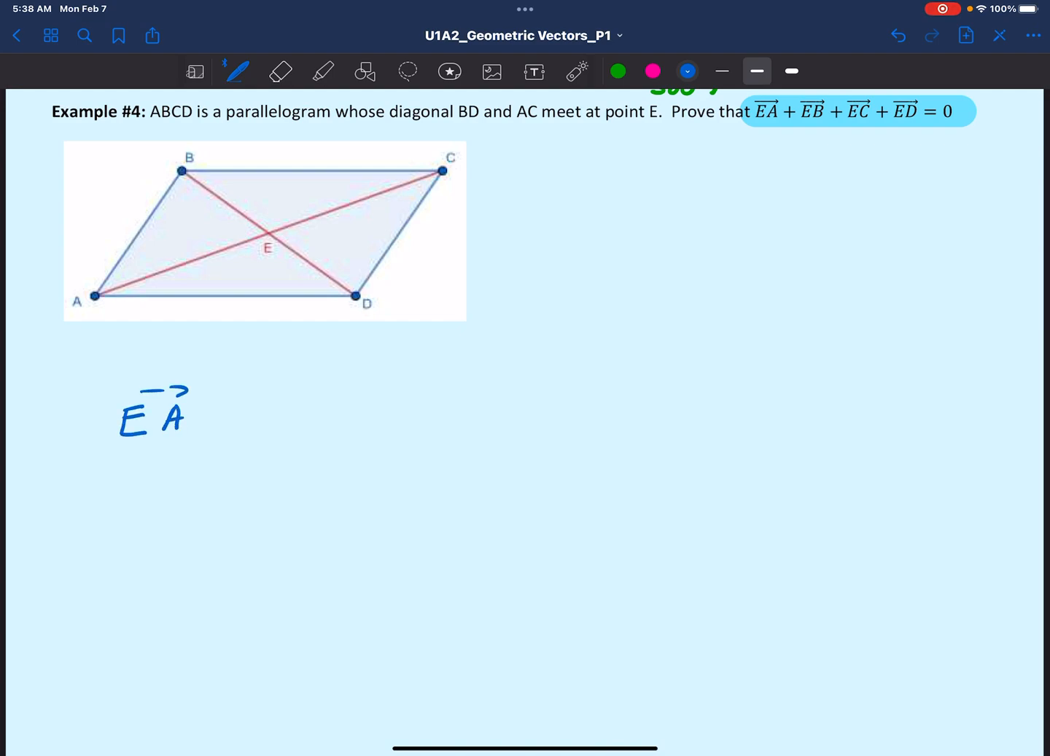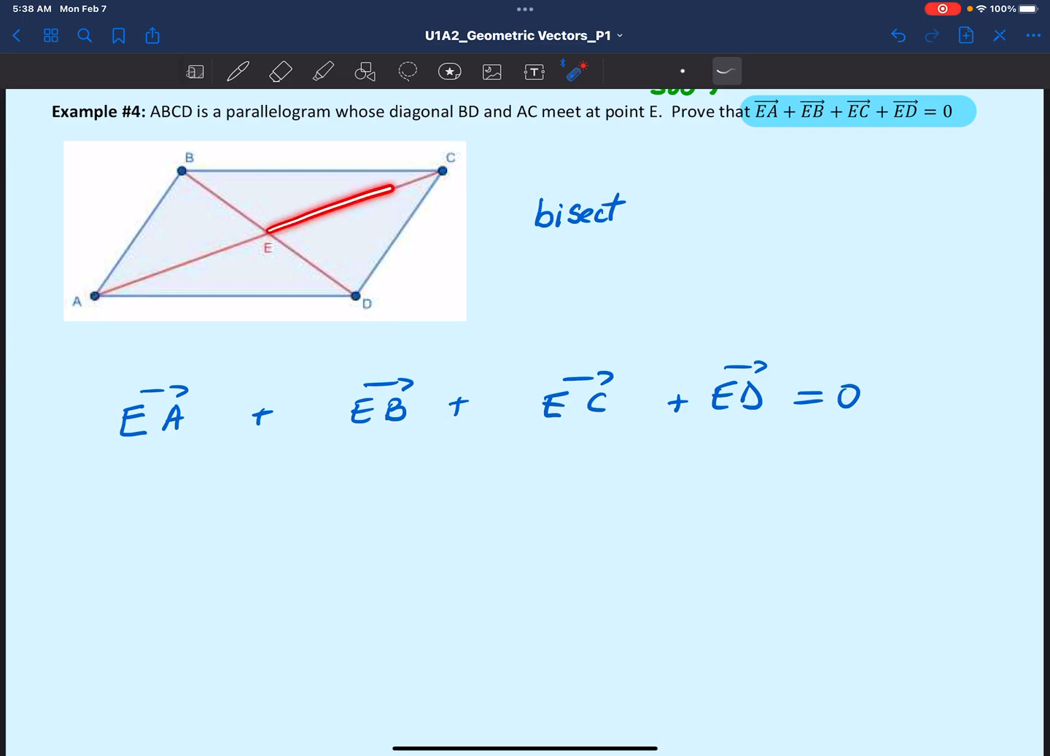So this is EA plus EB plus EC plus ED equals 0. Now recall that in a parallelogram, the diagonals bisect each other. And to bisect means to divide into two equal parts. This means that AE equals EC. And also, BE equals ED.